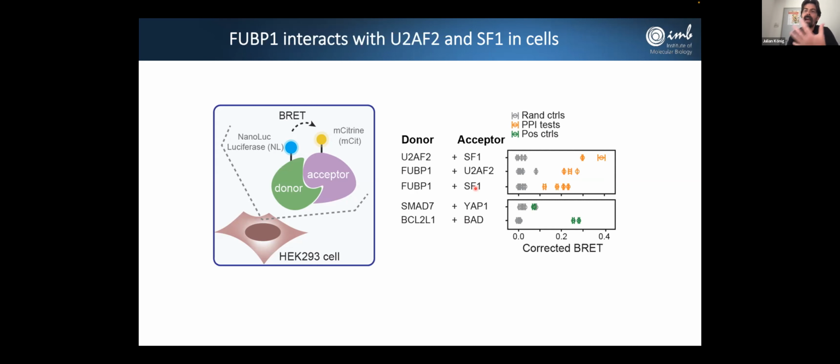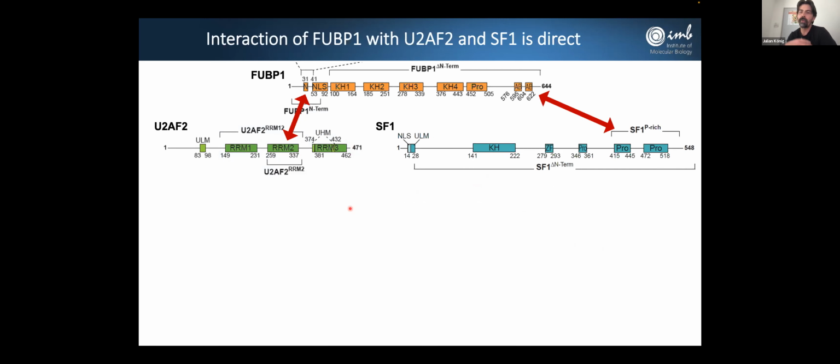And we analyzed this further with a series of biochemical experiments, including band shift assays, ITC measurements, and also NMR. What we found is that these interactions seem to be direct. On the one hand, we have these AB boxes at the C terminus of FUBP1 that interact with these proline-rich regions in the tail of the SF1 protein. On the other hand, we have this N-terminal alpha helix, which interacts with the RRM2 of U2AF2.